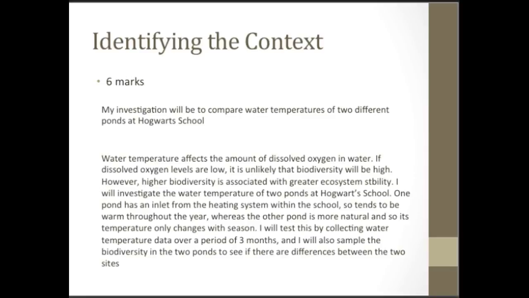So if I measure the water temperature in that pond and then compare it to another pond on the grounds, and perhaps I collect some invertebrates from the water and look at the biodiversity of the 2 ponds. Now I've got something quite interesting because I'm saying what's the impact of this warmer water on the biodiversity. More biodiversity, more stability, and maybe the school is helping create an unstable ecosystem. It's relevant, and I've identified the context for why I want to look at water temperature in the 2 ponds.